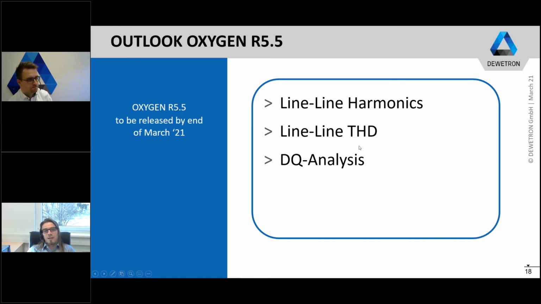And as a long-awaited feature, we will also have a plugin and an option for calculating a DQ analysis automatically in Oxygen with the Oxygen Advanced Power option. For sure, there will be some more very nice and very important new features in 5.5, but these 3 features are, I think, the most important ones for our power customers. For power customers, exactly. And DQ, if I'm not mistaken, is for motor customers who measure electrical motors.